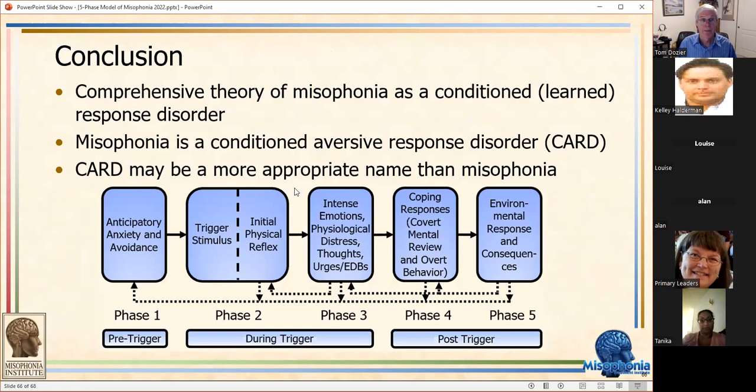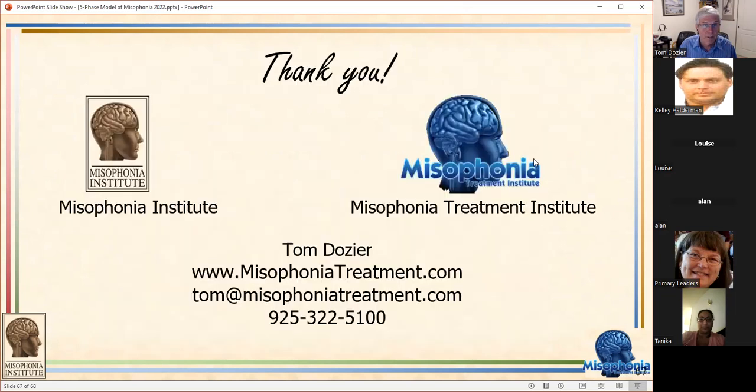So, conclusion, we believe this is a comprehensive theory of misophonia as a conditioned or learned response disorder. Misophonia is a conditioned aversive response or reflex disorder. So I think CARD would be a better name, more appropriate for this condition than misophonia. So thank you very much.